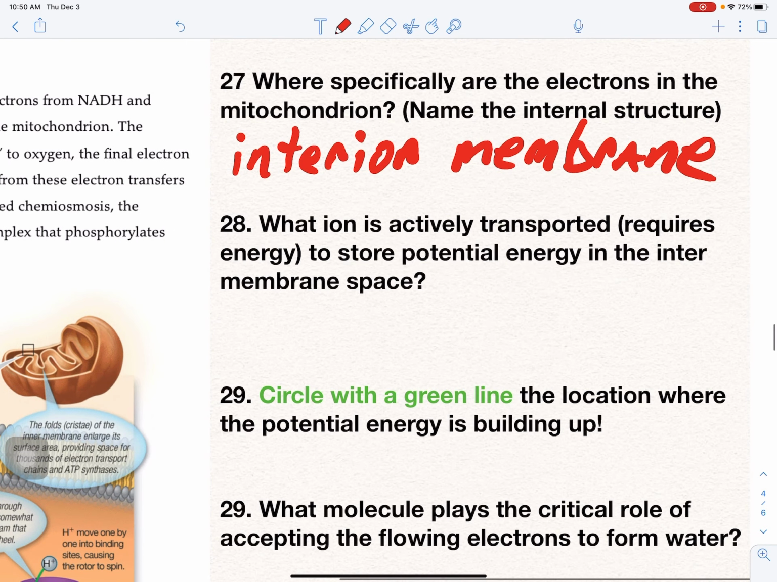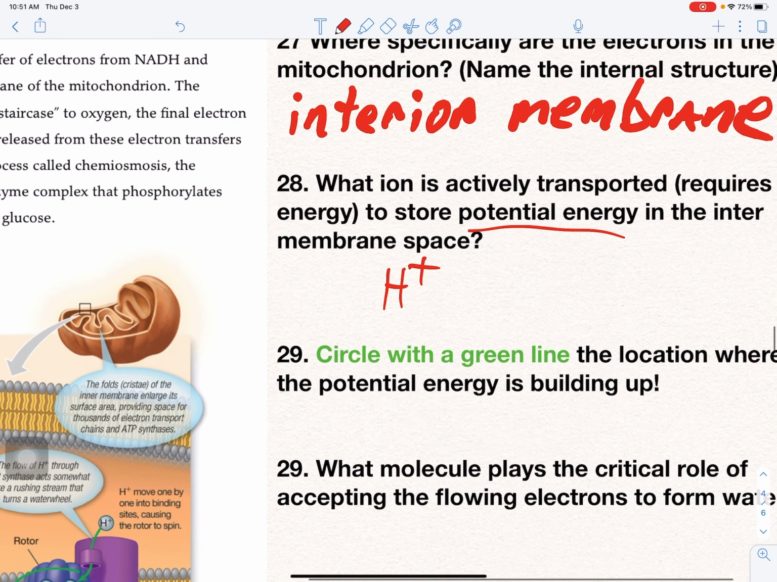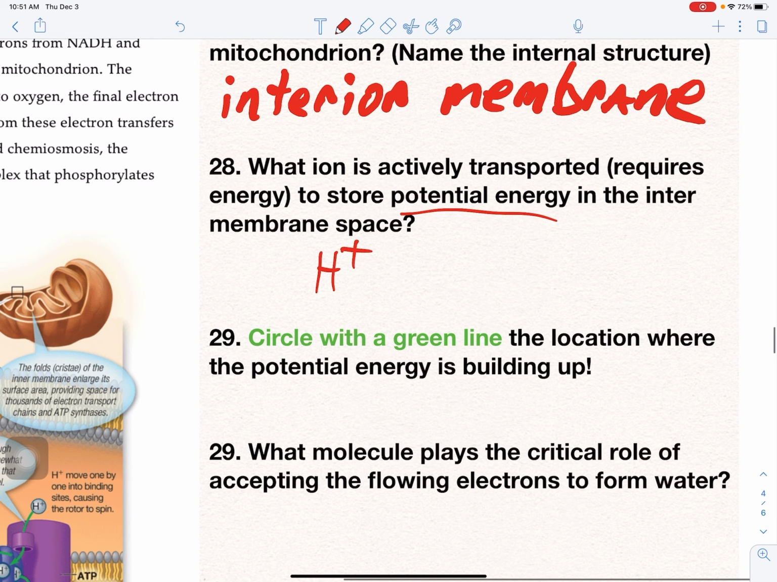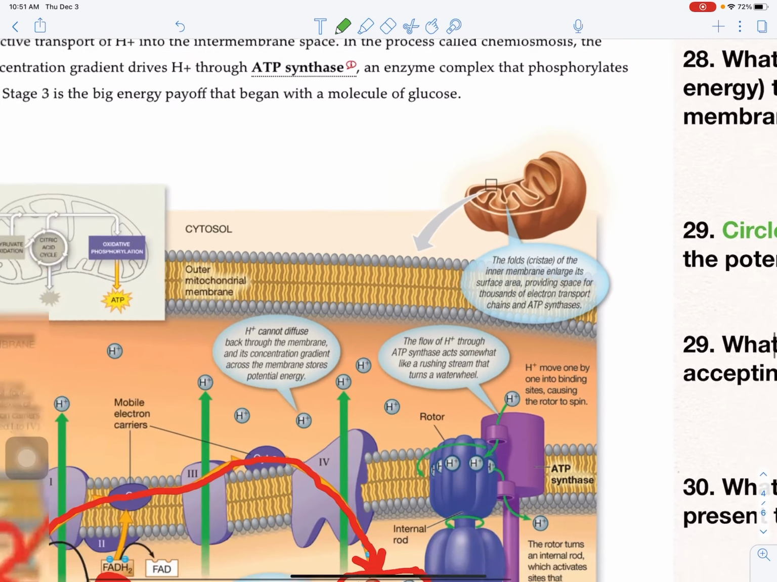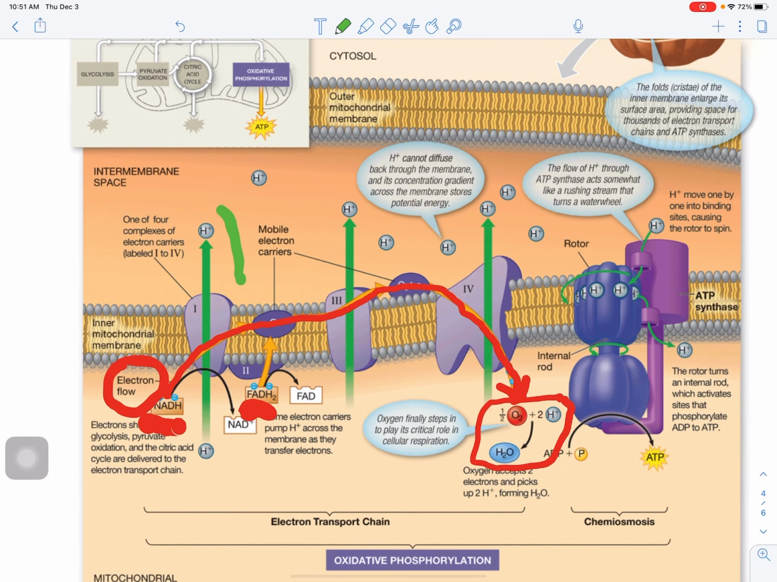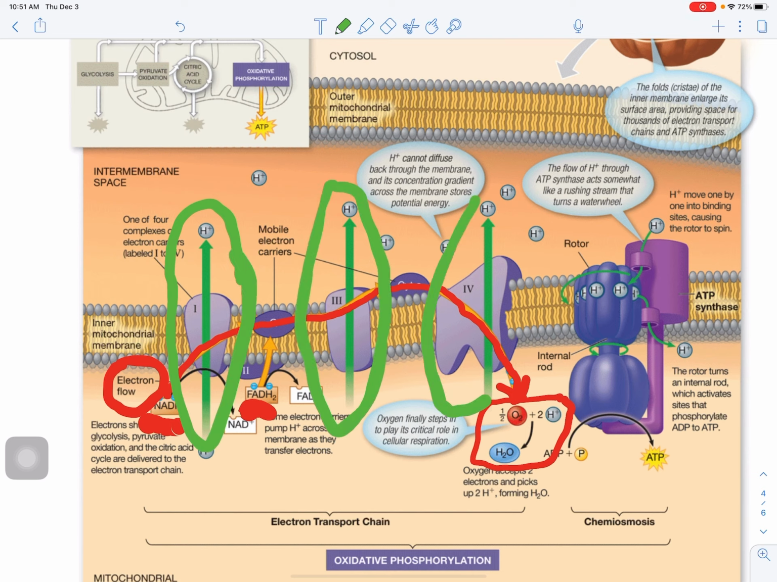What ion is actively transported as the electrons travel this path? The hydrogen ions are going to pile up on one side of the membrane, and this is what a battery is. It's storing up potential energy on one side of the barrier. Circle with a green line the location where active transport is happening, where we're building up this potential energy. Change colors. There's 3 locations. Here is one active transport pump. Here is a second one, and a third.